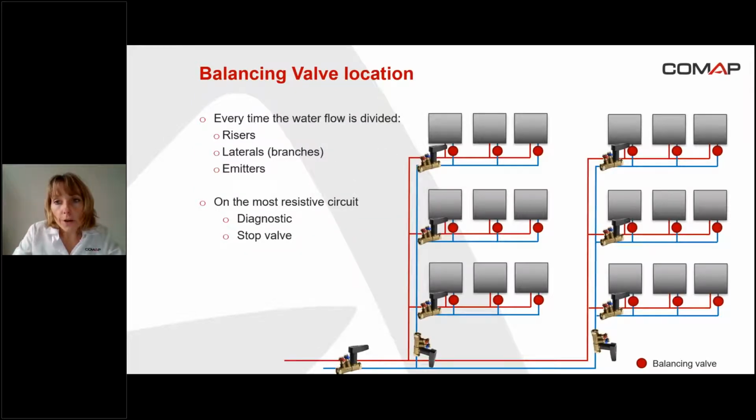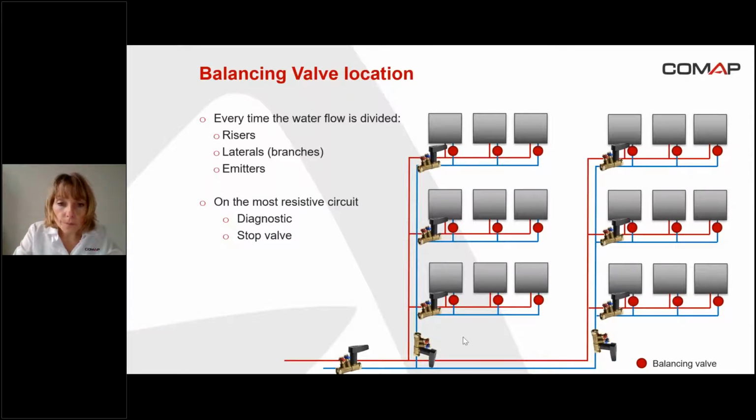The location of the static balancing valves now. So we are going to install a balancing valve everywhere the water flow is divided into two different flows. That means on the risers, here and here. That means on the branches, here, here, here. You can see all the valves on the branches. And on the emitter, so that's the red dot you can see everywhere on the radiators. For example, if we are talking about radiators, that means the lock shield or the thermostatic valves.